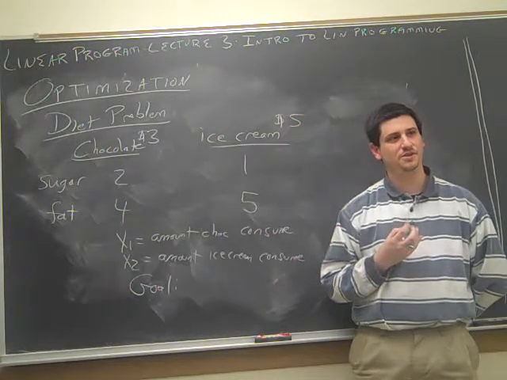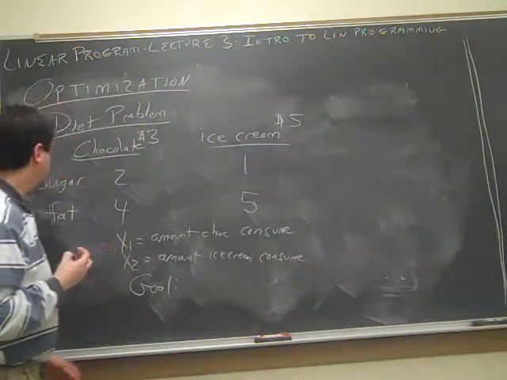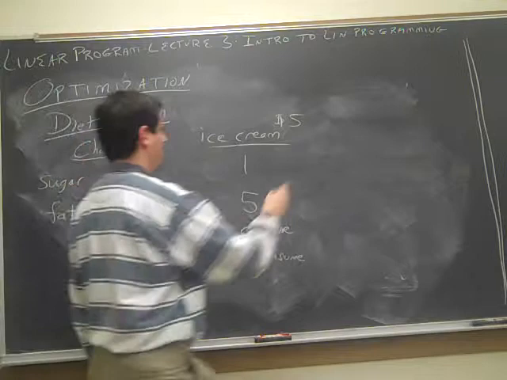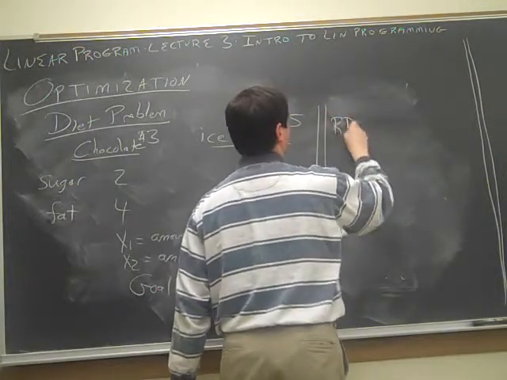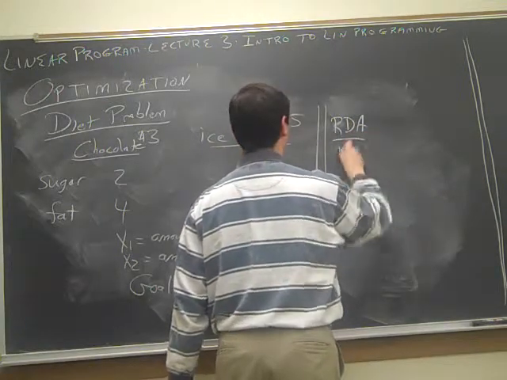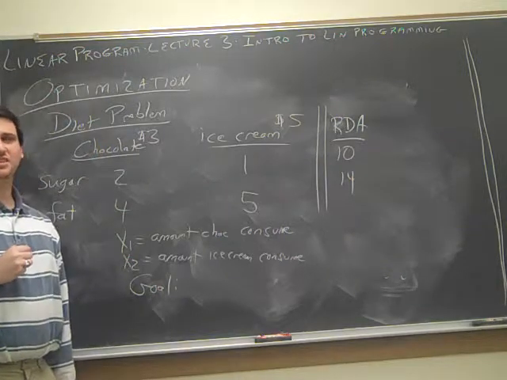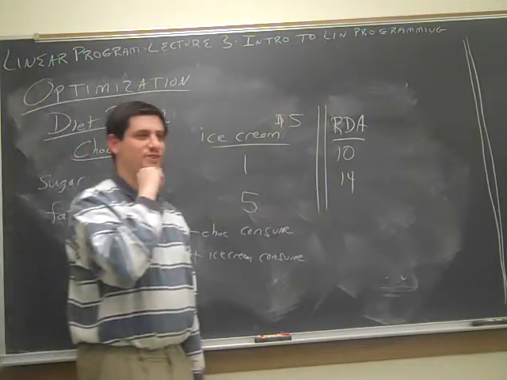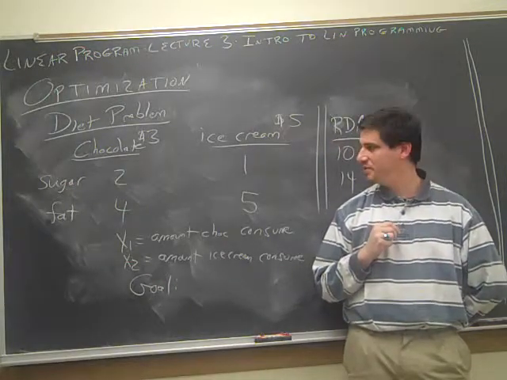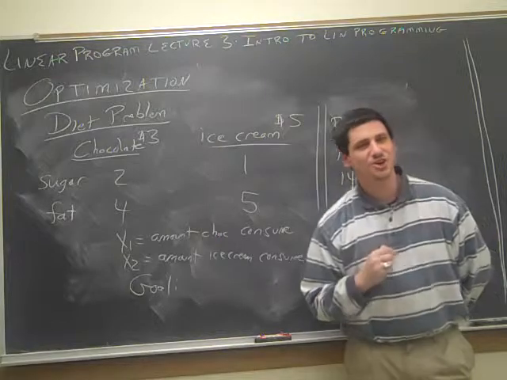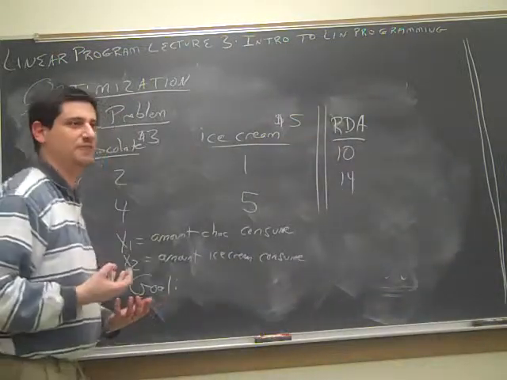Do you have an optimal amount of sugar and fats that we want to consume? Well, we need. Oh, I didn't list that. Sorry. So that's important information. That's the recommended daily allowance. We need 10 units of sugar and 14 units of fat a day to live. Anything less and we die. This is actually not far from the truth. This is how I'm able to stay up till about 2 a.m. most nights working on math. Usually it's M&Ms. So we need a certain amount of sugar and a certain amount of fat, or we die.